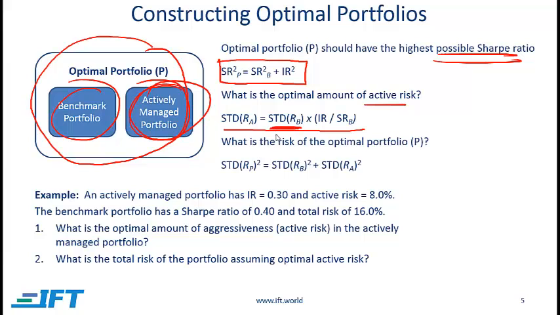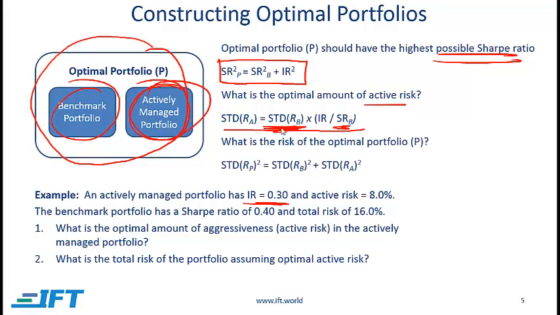So if we know the Sharpe ratio of the benchmark, we multiply that by information ratio divided by the Sharpe ratio of the benchmark. So if we know the standard deviation of the benchmark, we take that as a starting point and multiply by information ratio divided by Sharpe ratio of the benchmark. So let's look at this question here. We have an actively managed portfolio with an information ratio of 0.3. So here the information ratio is 0.3. The benchmark has a Sharpe ratio of 0.4 and a total risk of 16%.